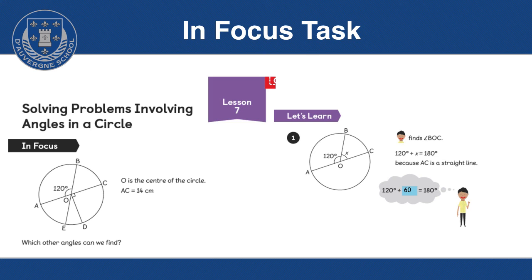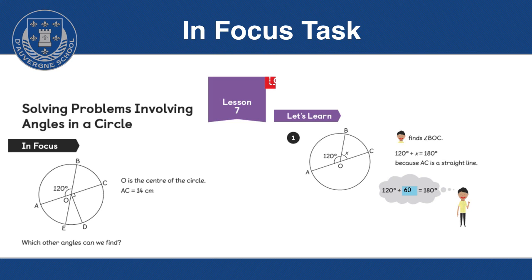Moving on to our in focus task today. We have a circle and it says here O is the centre of the circle and the line AC is 14 centimetres. Which other angles can we find? So in the Let's Learn we have some of our friends, starting with Ravi. He shows us how we can find just some of the other angles.